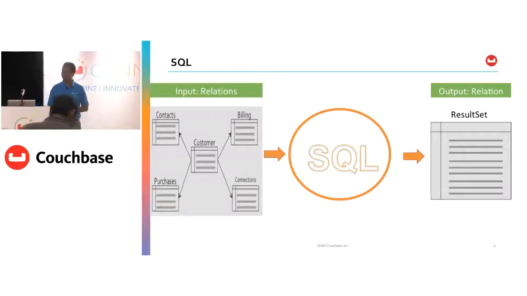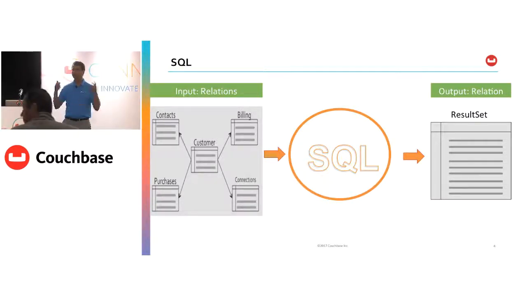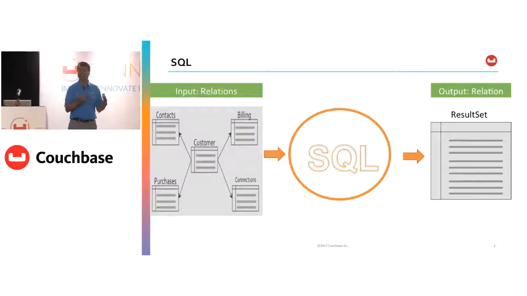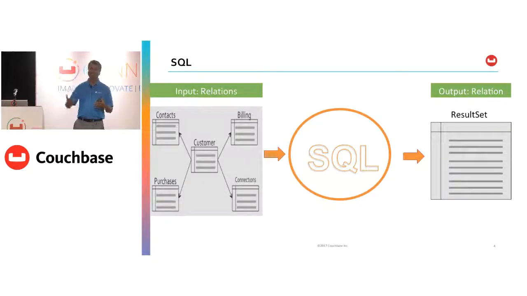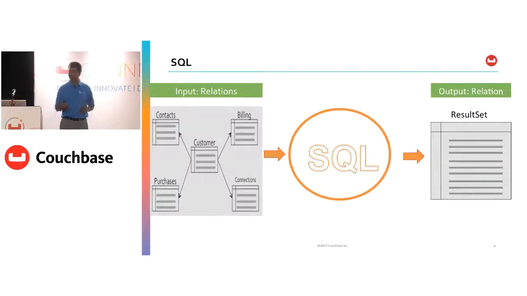What does a SQL engine do? It takes sets of relations as input. Based on the query that you have given, it processes the data that is coming in, and then the result of the query is another relation, or another set of tuples.